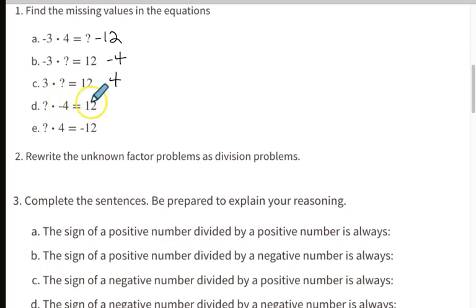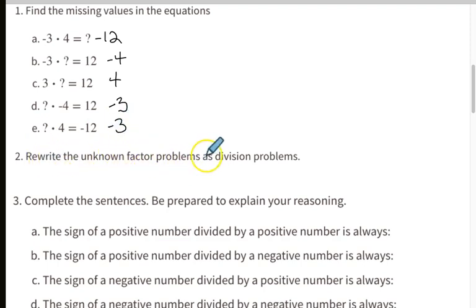Something times negative 4 is 12. Well, if it's multiplying by a negative, but my answer is a positive, that means it has to be multiplying by a negative. And something times 4 is negative 12. This is a positive, but I'm getting a negative answer, which means this needs to be a negative 3.